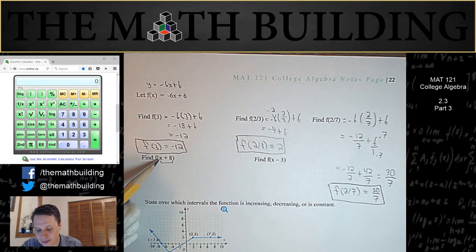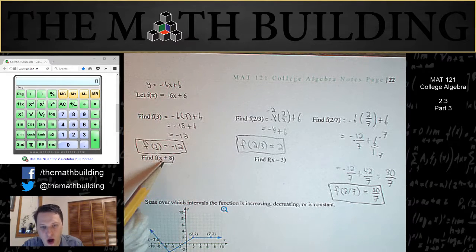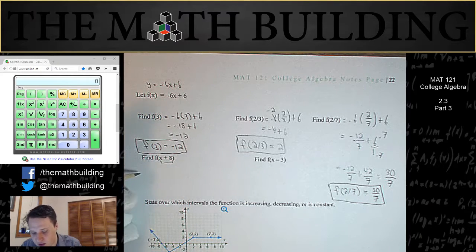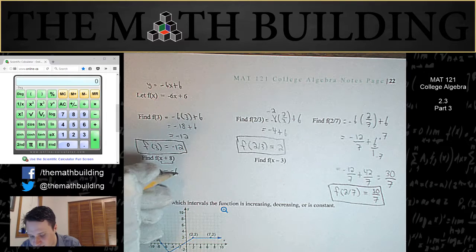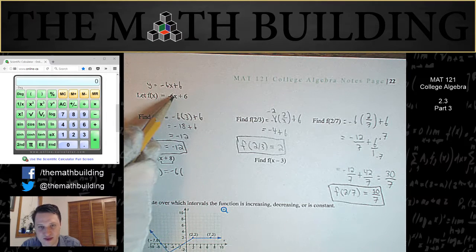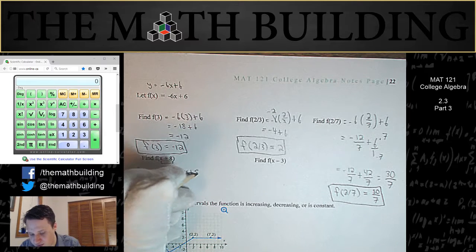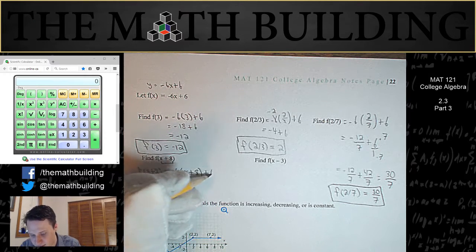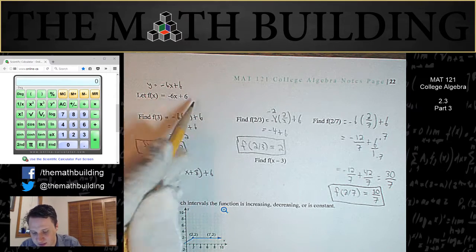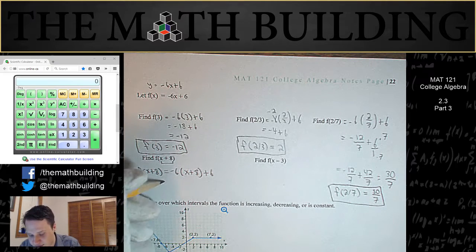Luckily, it's still pretty simple because we just replace whatever the x is with all of x plus 8. So in other words, f of x plus 8 is going to be a new function. It's going to be negative 6 times, instead of writing x, we write in what we're plugging in, which is x plus 8. And then don't forget the plus 6 at the end. So this is the same as this, except I replaced x with x plus 8.